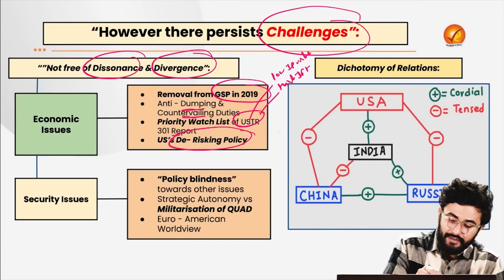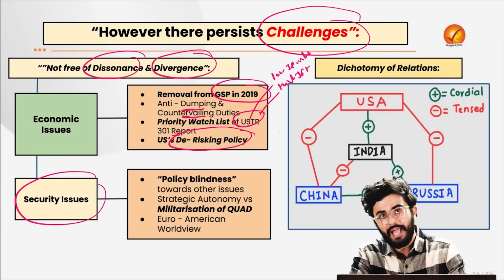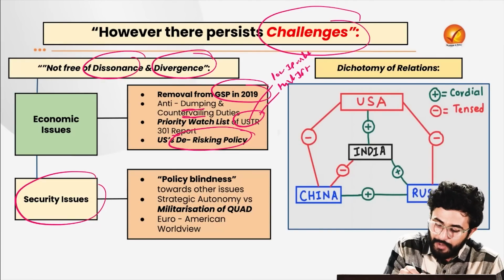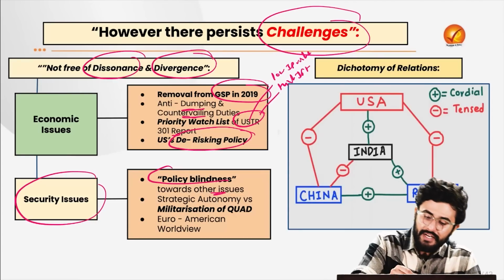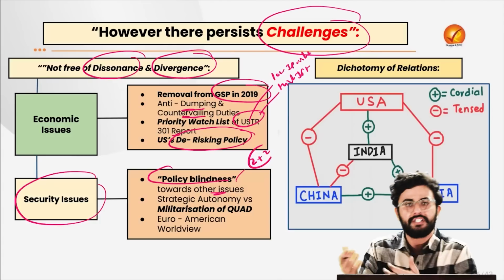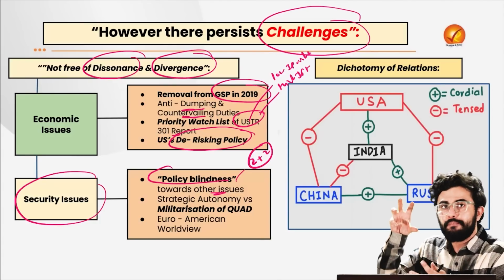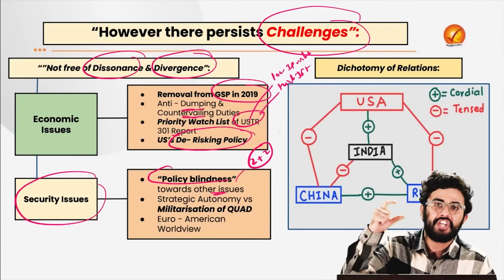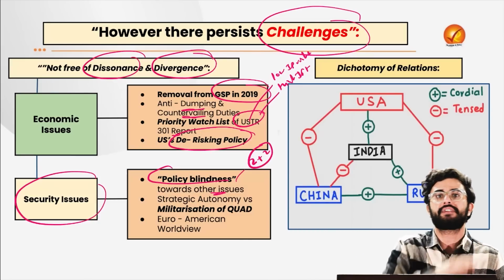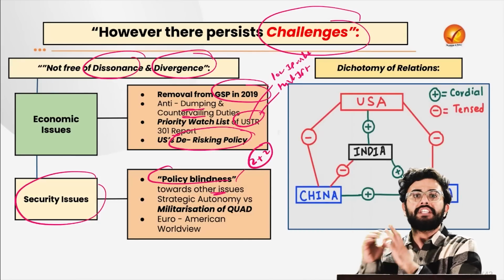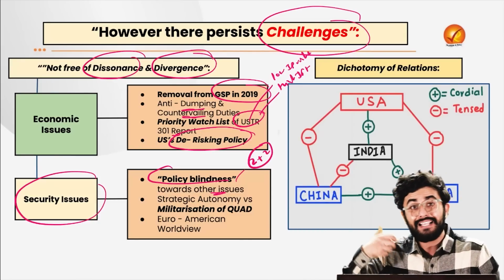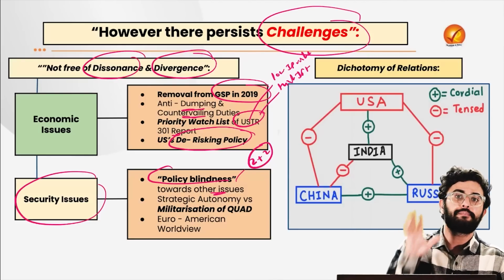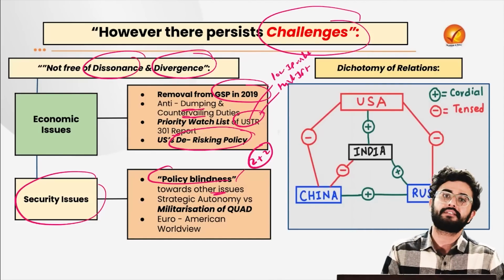The second is the various security issues which we have. First is obviously the policy blindness toward other issues. Even if you look at the 2+2 dialogues between India and the US, it is majorly putting impetus upon China's threat, and that too in the Indo-Pacific region. The other issues which exist in the Indo-Pacific, such as rising terrorism or maritime piracy, are not of US concern.